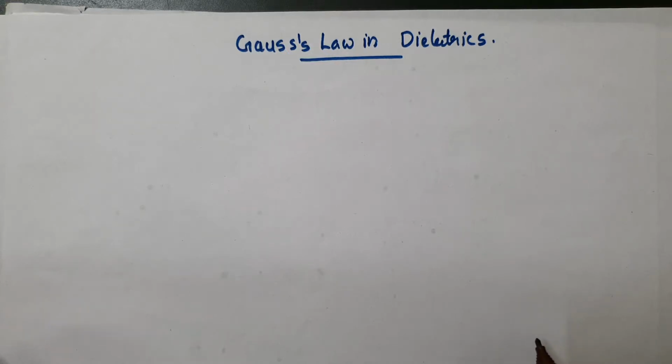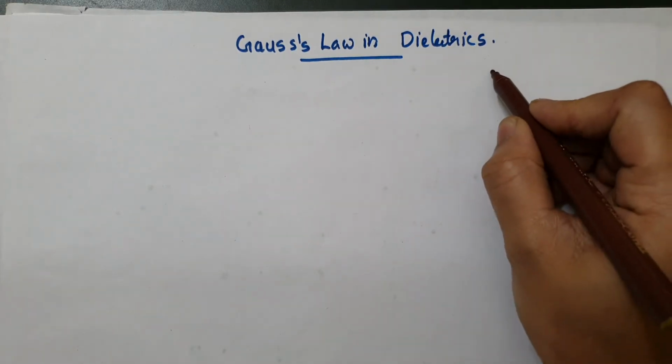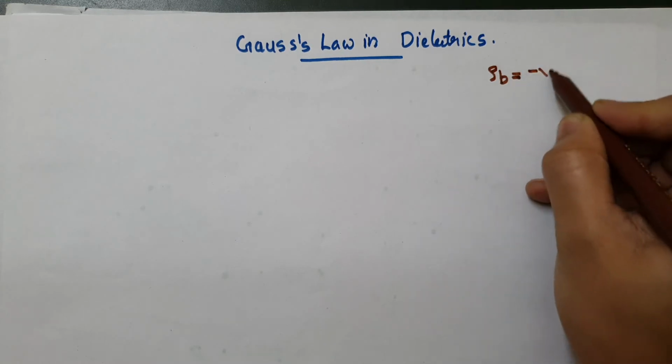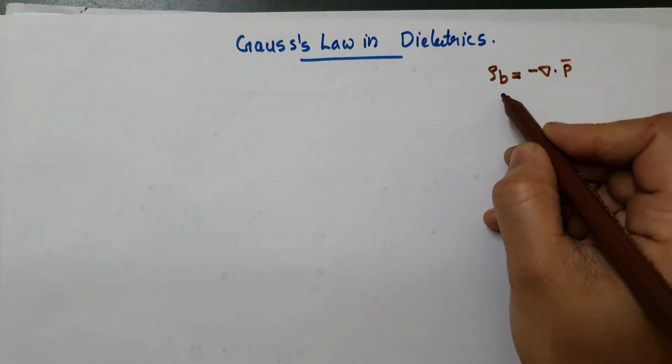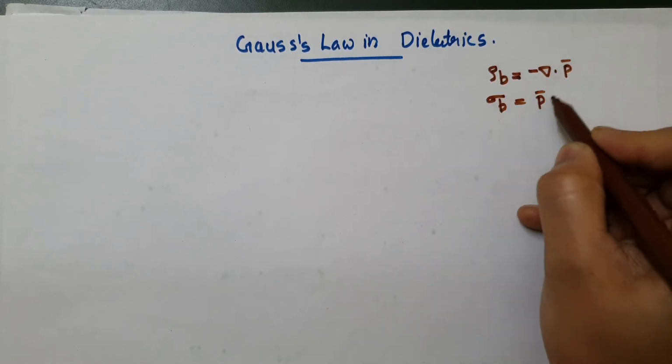Gauss's law in dielectrics. In the last class we have studied that when a dielectric is placed in a uniform electric field, due to polarization, bound charges are produced within the dielectric. That is, the volume charge density is given by minus del dot P and the surface charge density is given by P dot n.